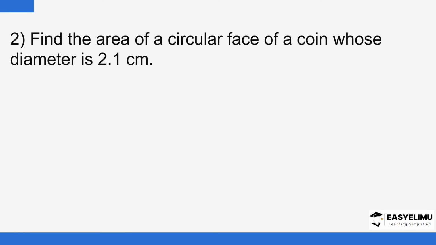So we have another example here. Find the area of a circular face of a coin whose diameter is 4.2. So the coin is circular in shape. So here we are able to use the formula to help us find the area. So area is equals to pi r squared. So pi is 22/7 and r is 2.1. If you want to find the radius from a diameter, you divide the diameter by 2.